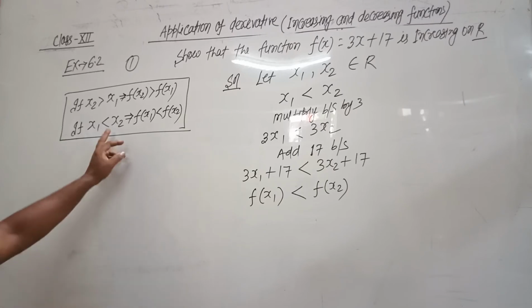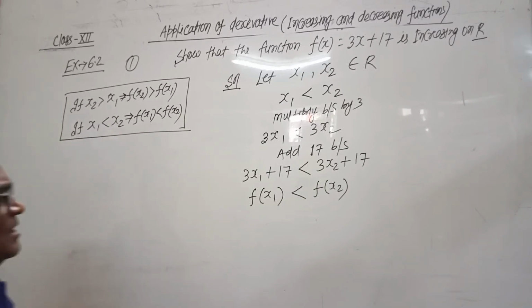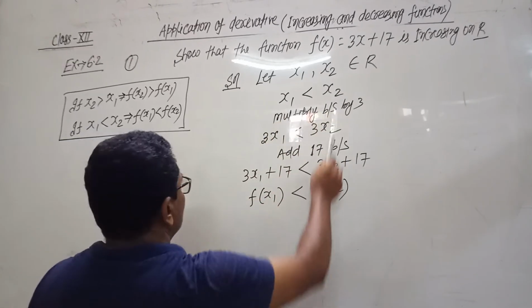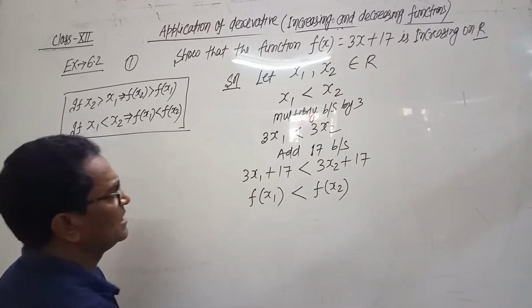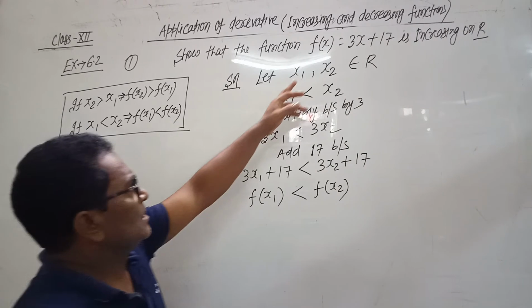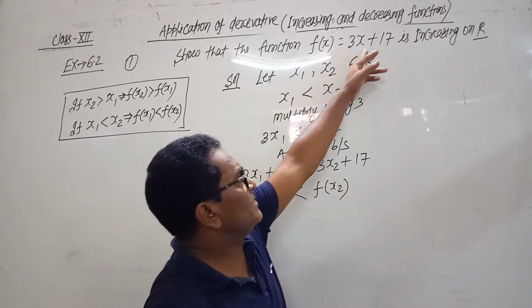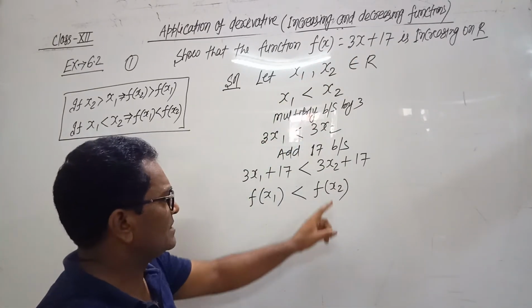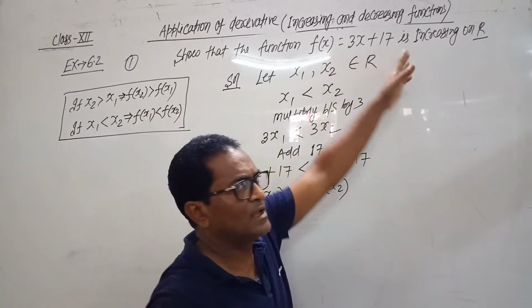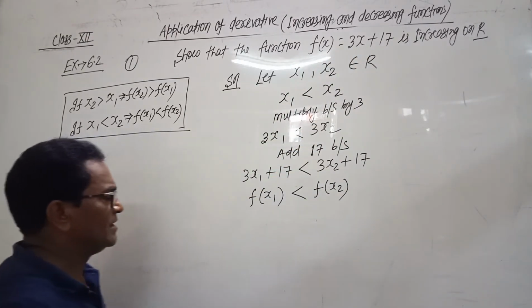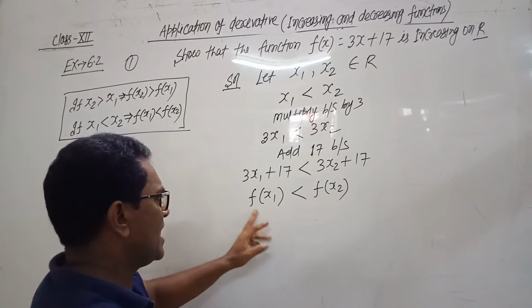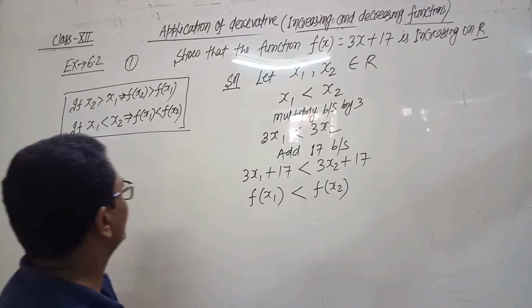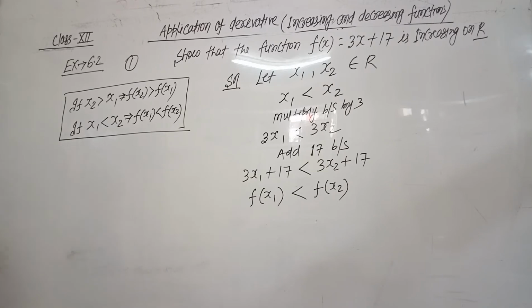So this satisfies the condition: if x1 is less than x2, this implies f(x1) is less than f(x2). The value of f(x1) will be 3x1 plus 17, and the value of f(x2) will be 3x2 plus 17. So for x1 less than x2, f(x1) is also less than f(x2). It means it is an increasing function.